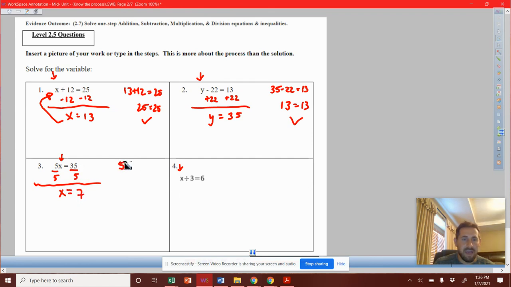Again, test it. 5 times 7 equals 35. So 5 times 7 is 35, so we get 35 equals 35.